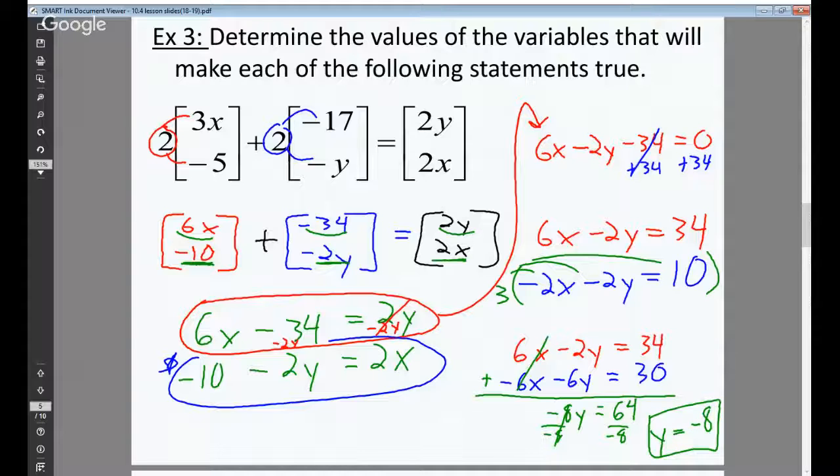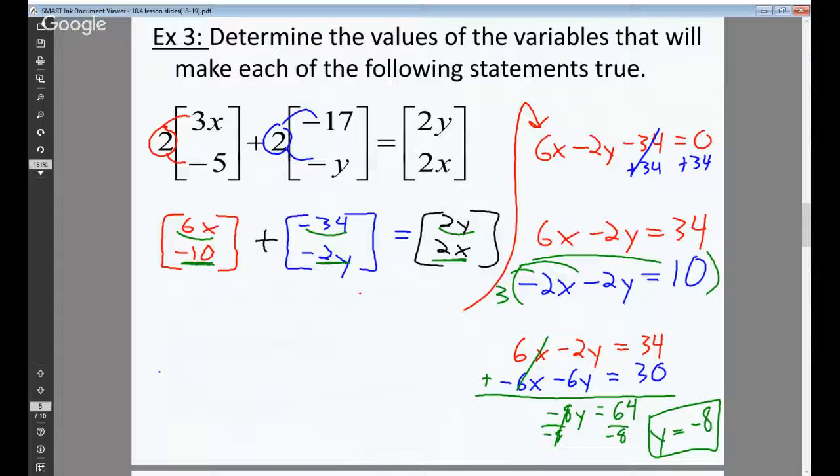Okay, so I have my y. All I need now is to find my x. And I'm running out of space to find the x. I'm going to just go ahead and erase this to make room.